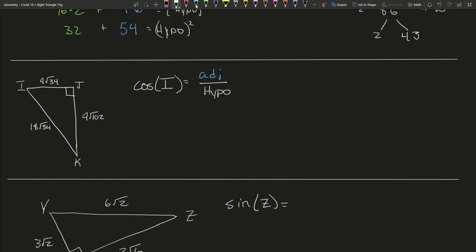And then let's determine what side is actually which. So we know the side opposite the right angle, that's the hypotenuse. And the adjacent side is the side attached to our angle, in this case I, that's not the hypotenuse. So this side is the adjacent side.